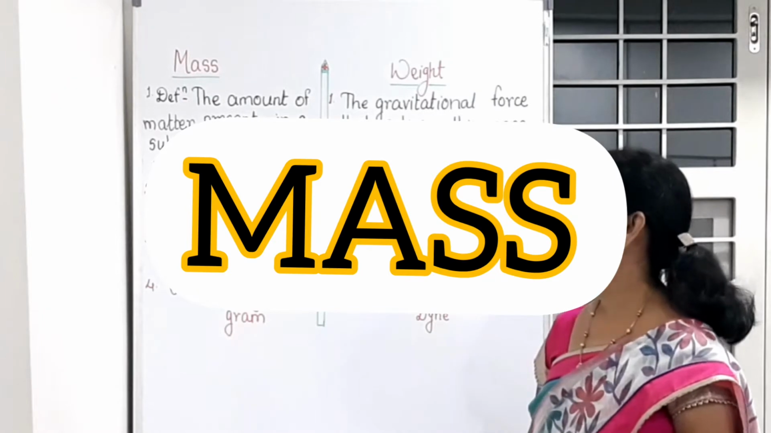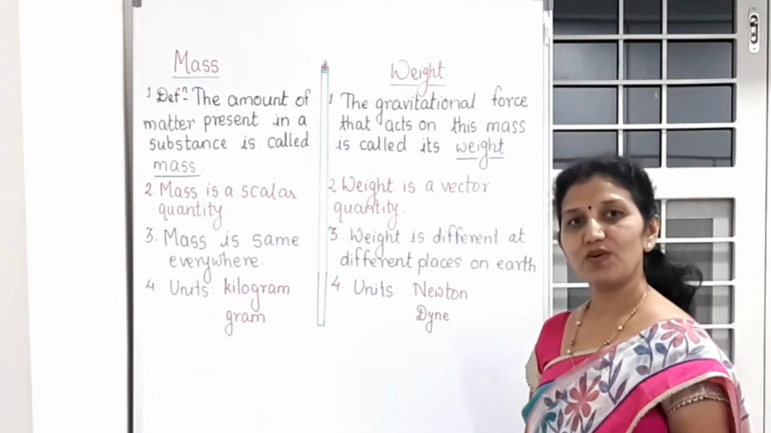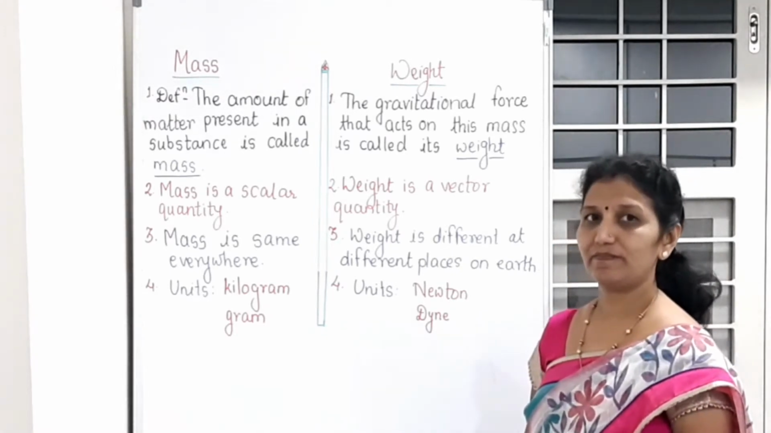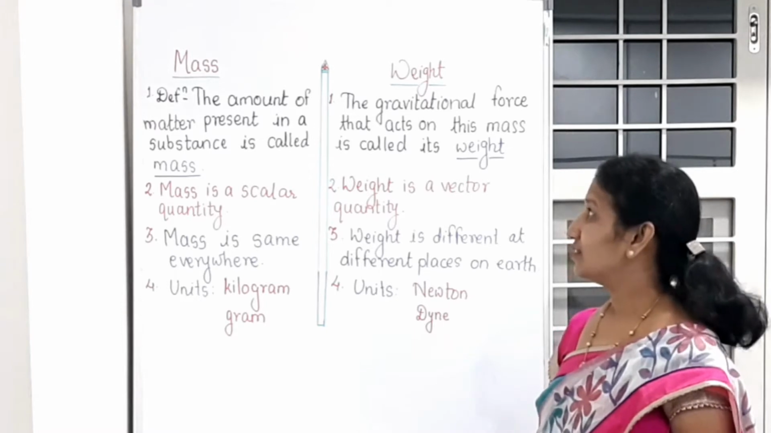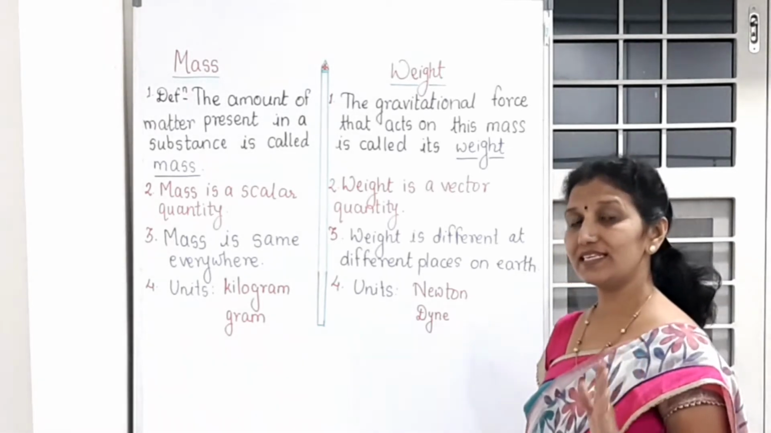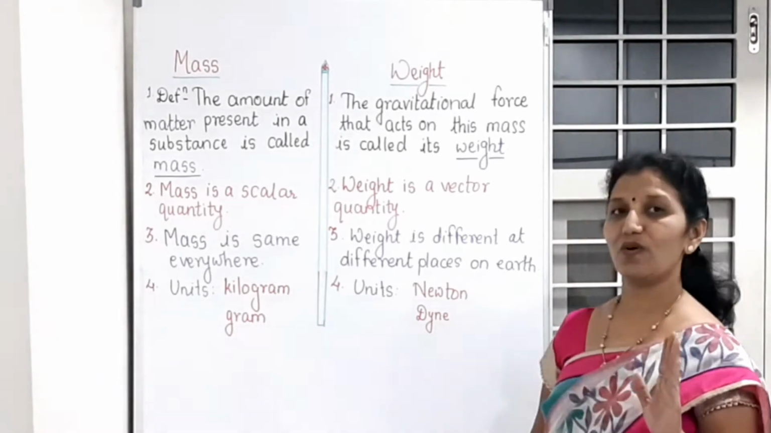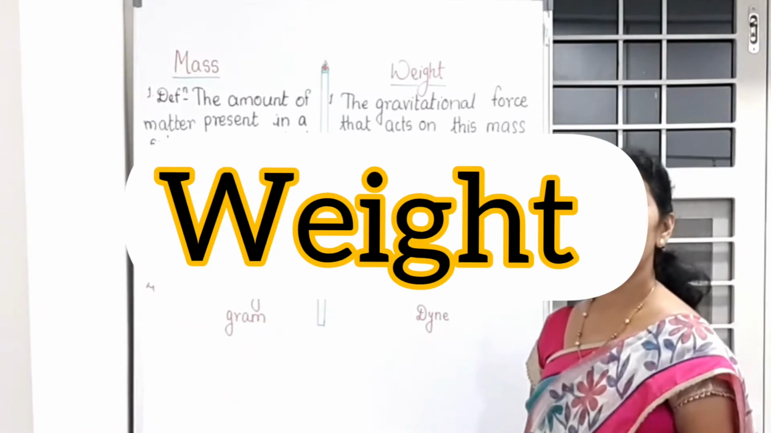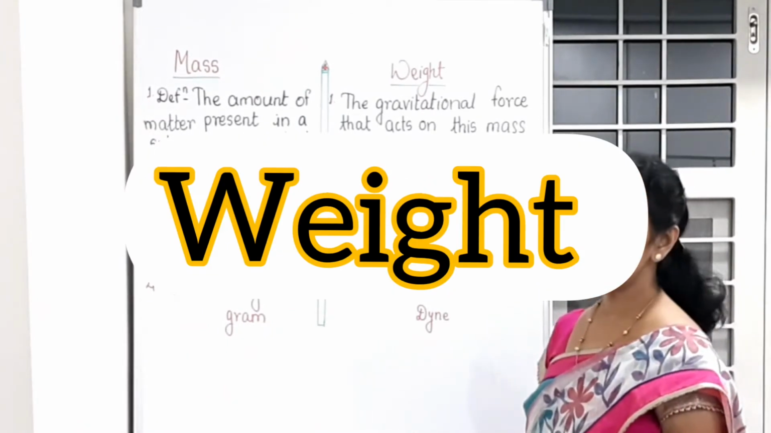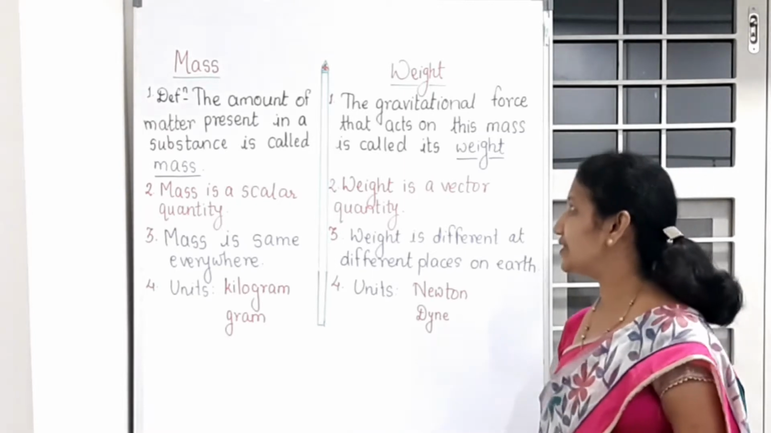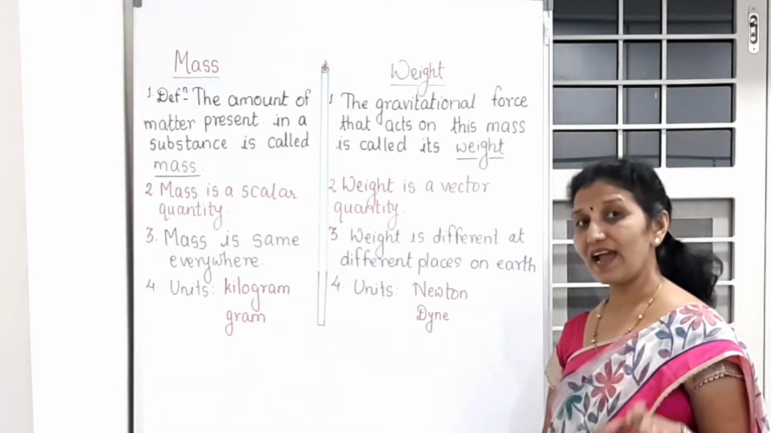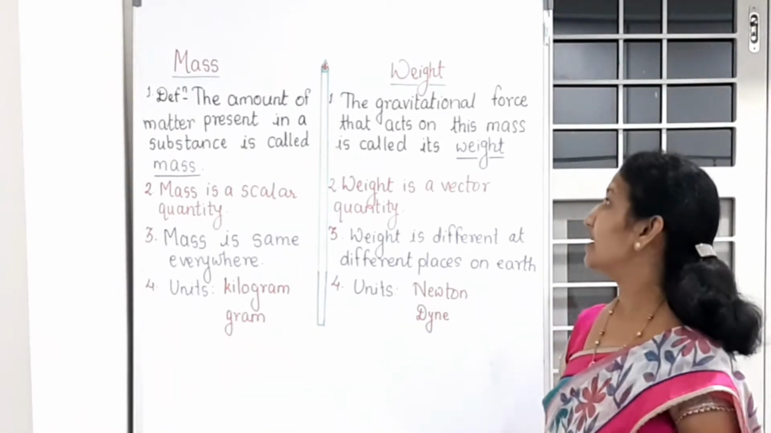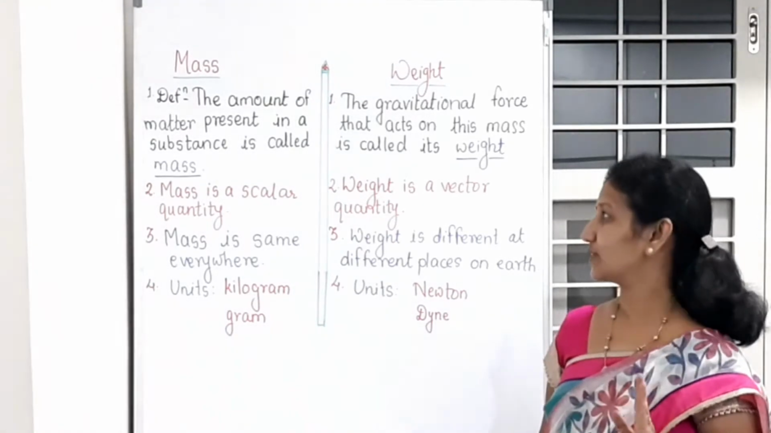The amount of matter present in a substance is called mass. Mass in Marathi is called Vastuman, Dravya Sanchay. Whereas weight in Marathi is called vazan. What is the definition of weight? The gravitational force that acts on this mass of an object or substance is called its weight.